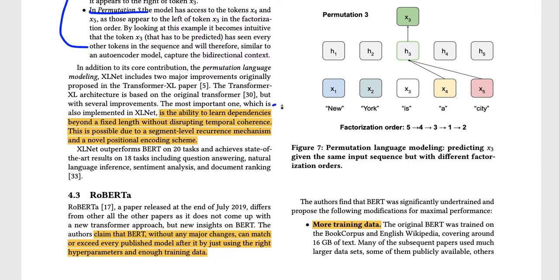If you just see this, it is mentioned very neatly here: the ability to learn dependencies beyond a fixed length without disrupting temporal coherence. This is possible due to the segment level recurrence mechanism and a novel positional encoding scheme, right?